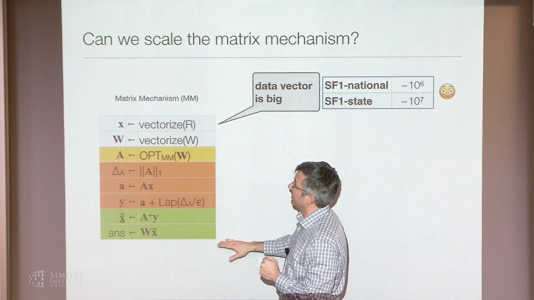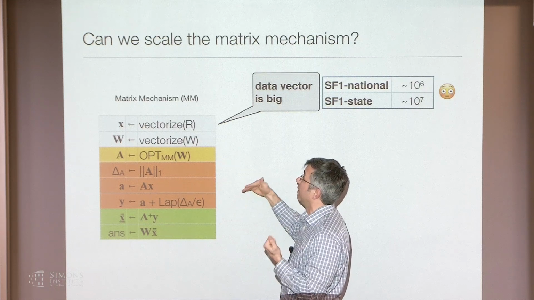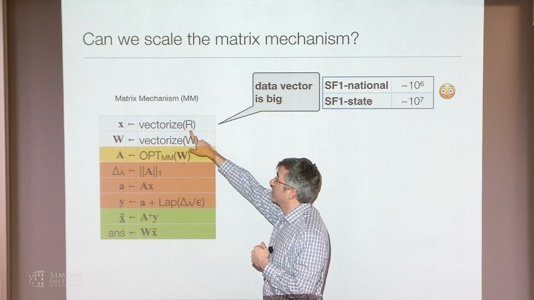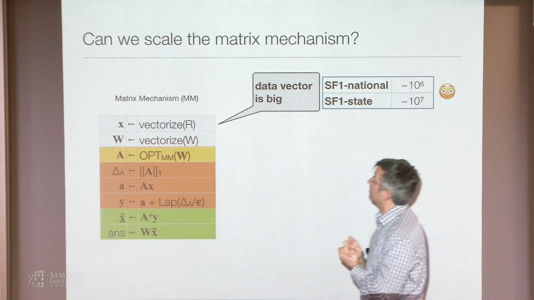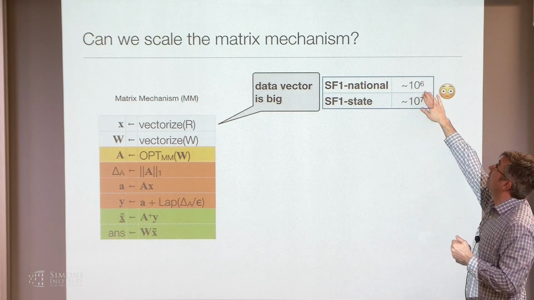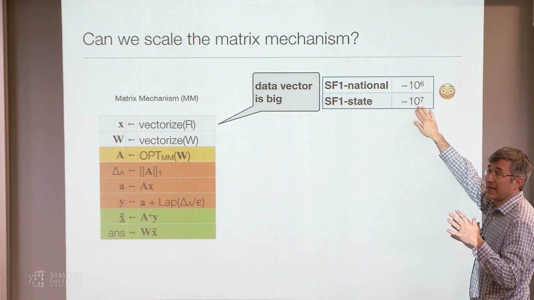So this was the matrix mechanism in algorithmic form, where we have to look at the steps and when things break down. So this is the census table that we would take in, and we would vectorize it to get our data vector. The problem is the data vector is big. Even at the national level, it's we said 500,000. At the state level, 10 to the 7th. Okay, so it's getting really big.